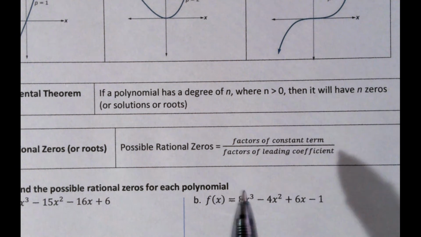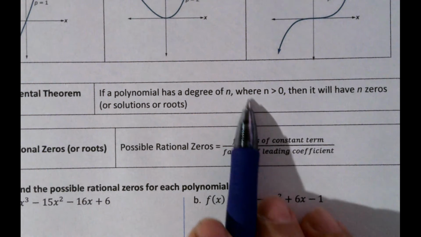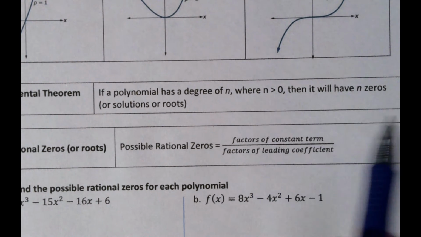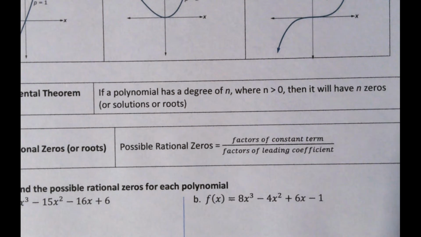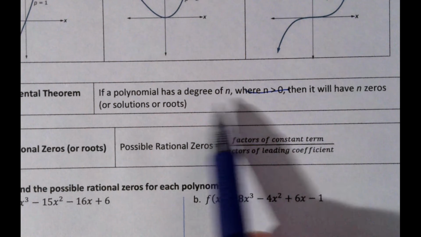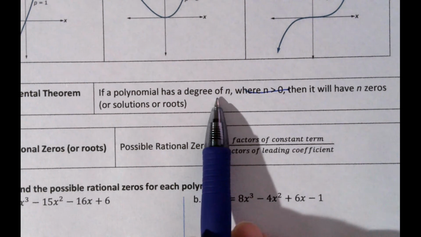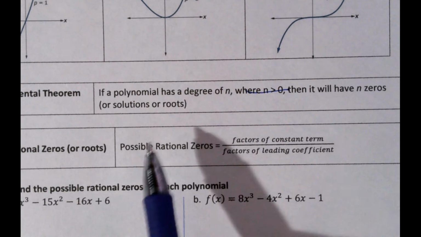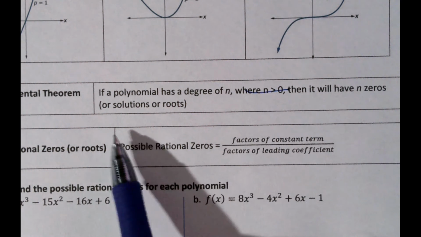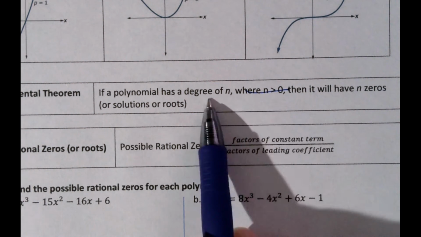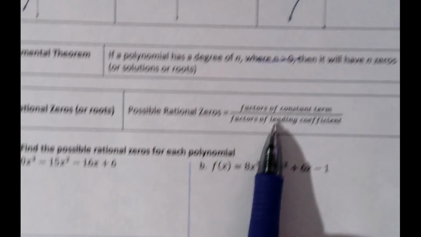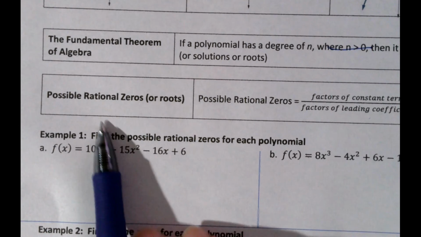Actually, this is not necessary, right? If n equals 0, then it has no solutions. Why do we have this? Okay. All right. So if a polynomial has a degree of n, then it will have n zeros or solutions or roots. So if it has a degree of 0, it has none. It has no solutions or roots. If it has a degree of 1, it has 1 zero, or solution. Okay? All right.